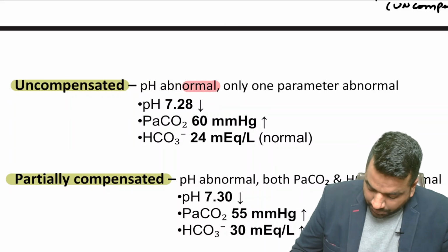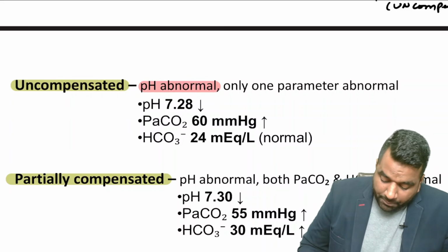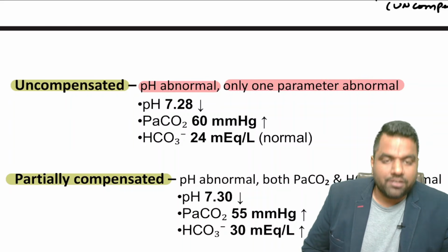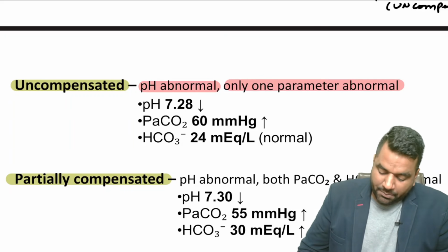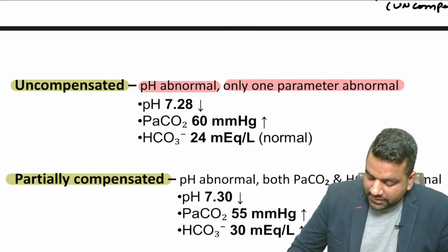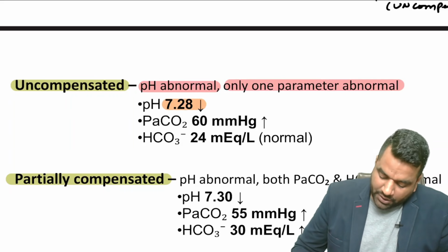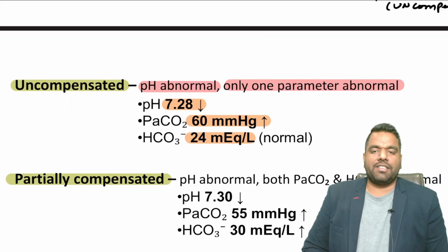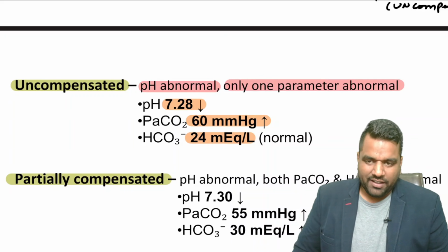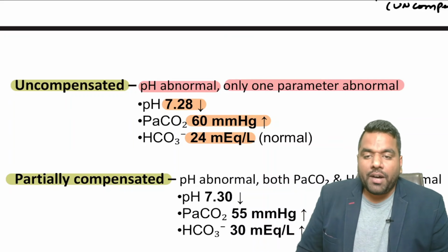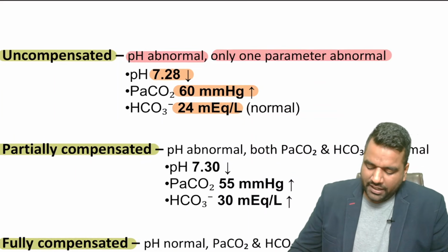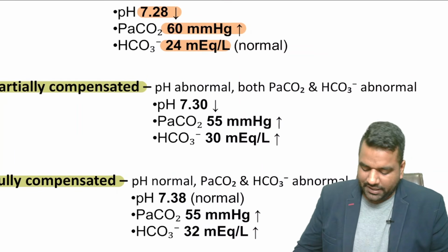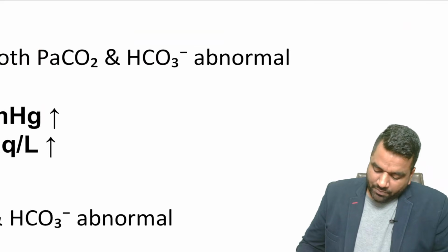pH should be abnormal. Only one parameter should be abnormal. So you can see over here in this example that pH is 7.28, CO2 is increased to 60, but bicarbonate is normal. So this is what we call uncompensated. If we are talking about partially compensated, guys, what happens in partially compensated? Please pay attention. Let's take an example.